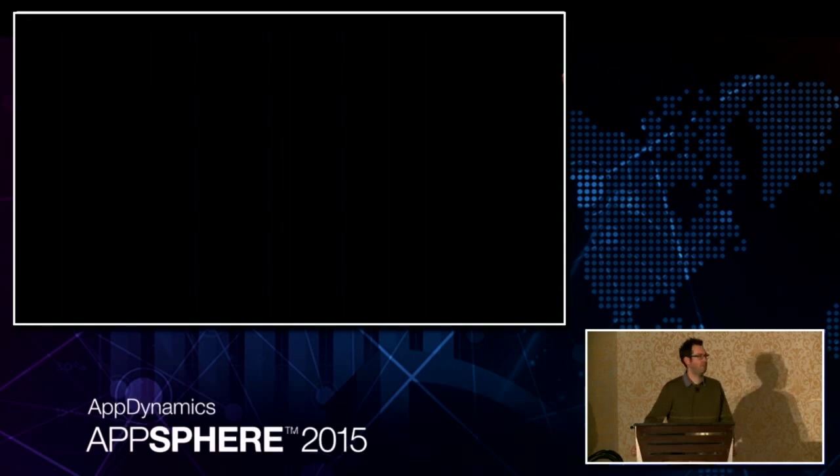Let me make sure I got the question correct. I believe you're asking, how can you make sure you're checking specific nodes in a cluster? So I have multiple web servers, and I want to hit a particular web server.